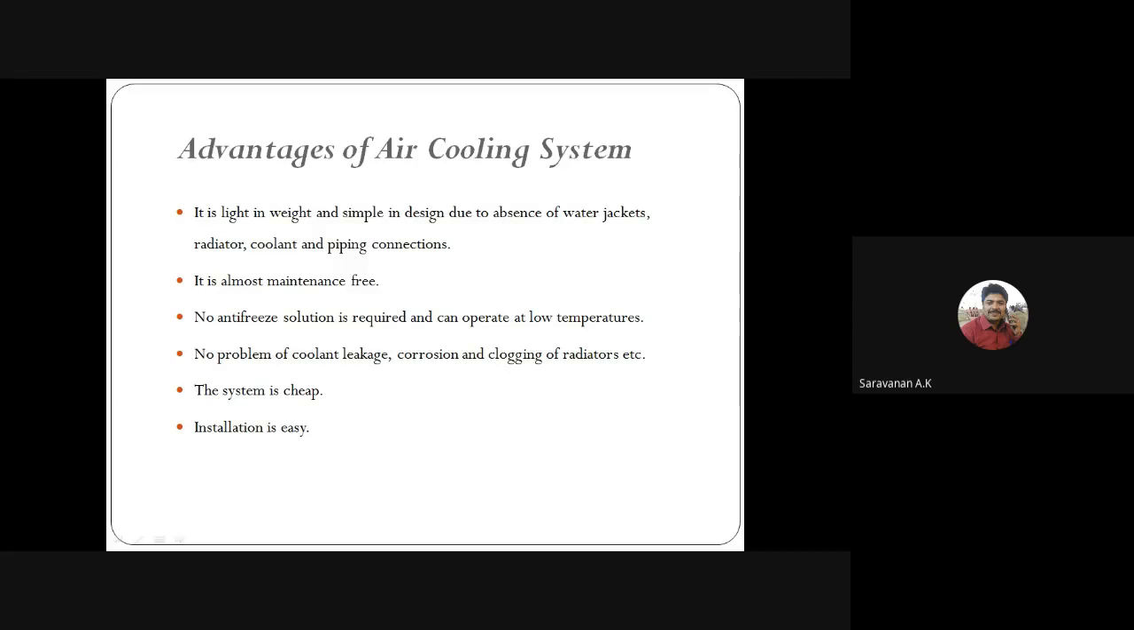So it operates at low temperatures, and there is no problem with any coolant, because we are not using any coolant. There is no chance for corrosion, and no chance for blocking in the radiators, etc. These are all very big advantages. Then the installation is very easy and the cost is very cheap. So these are all the advantages of the air cooling system. Is it clear?